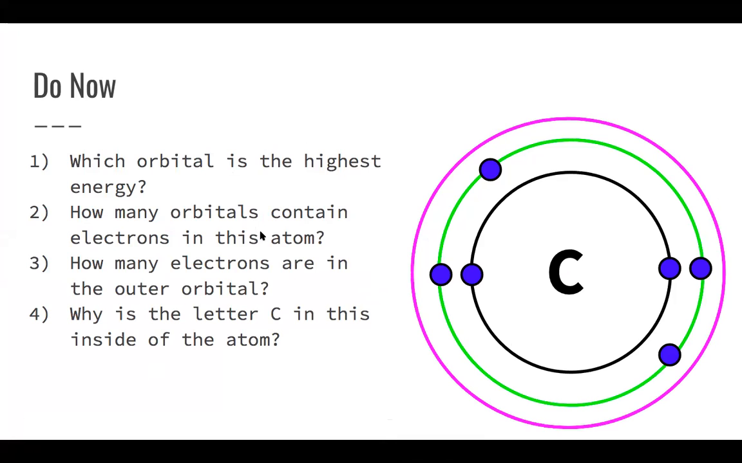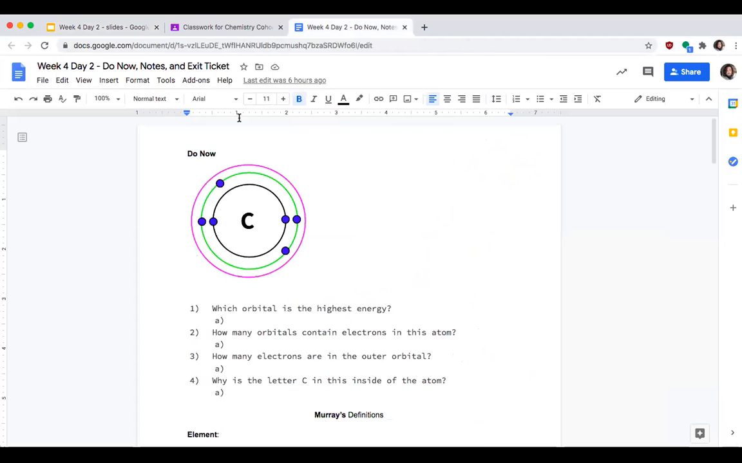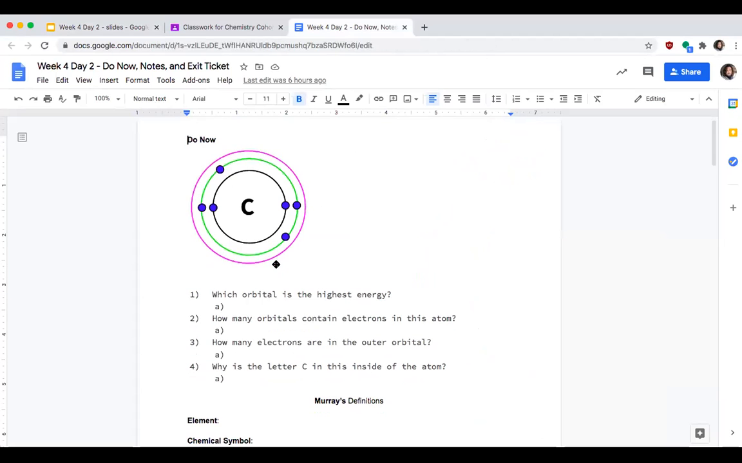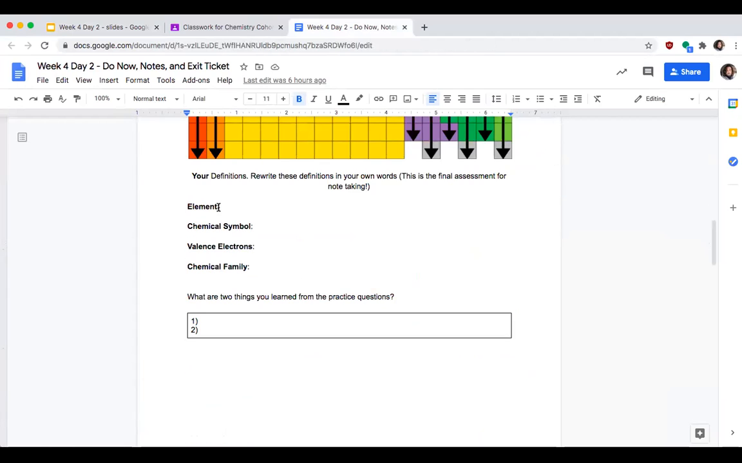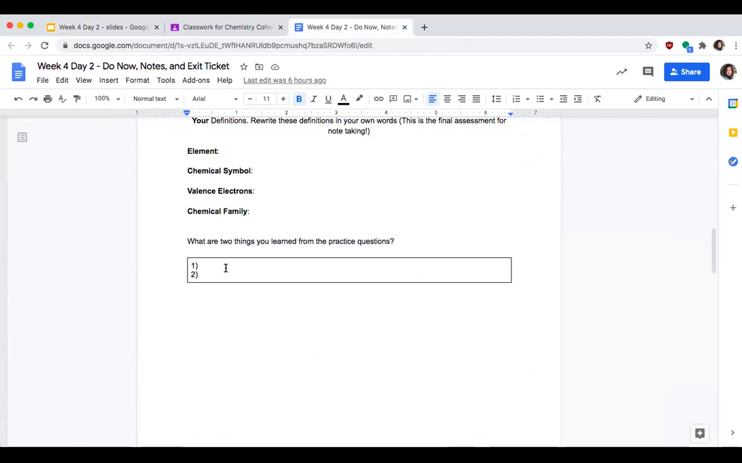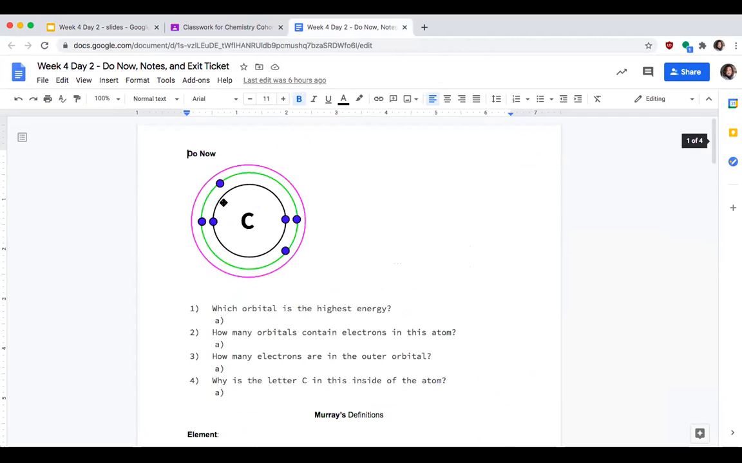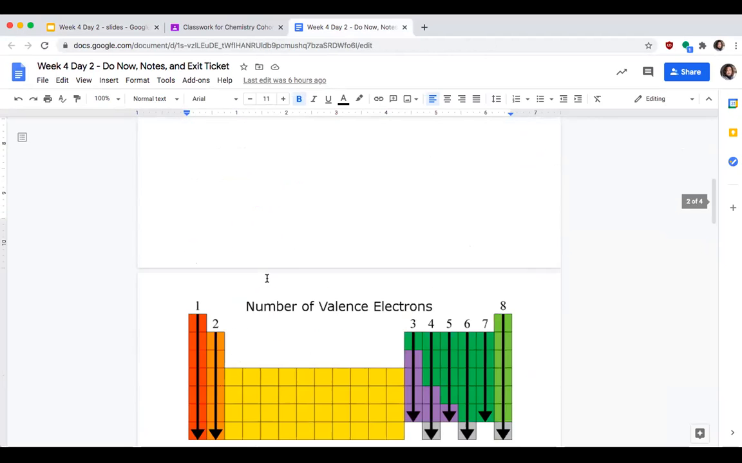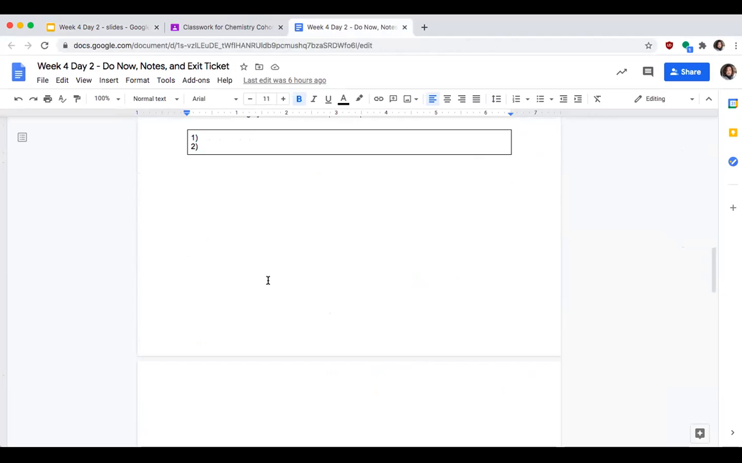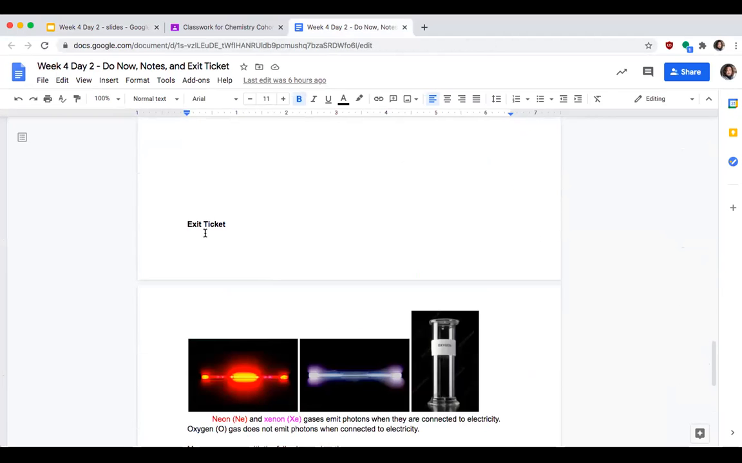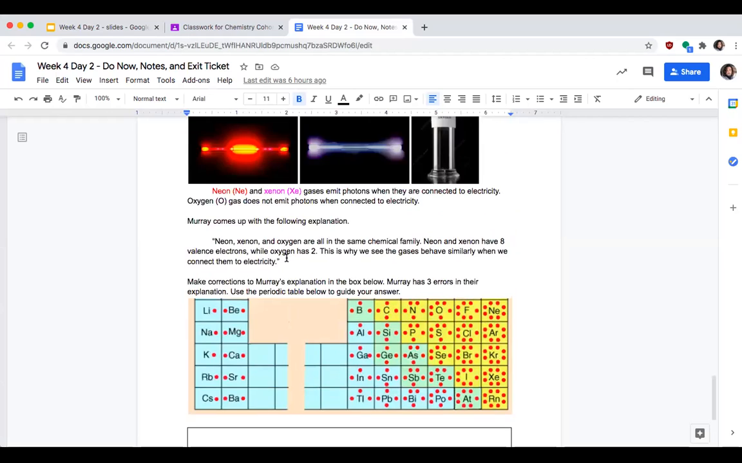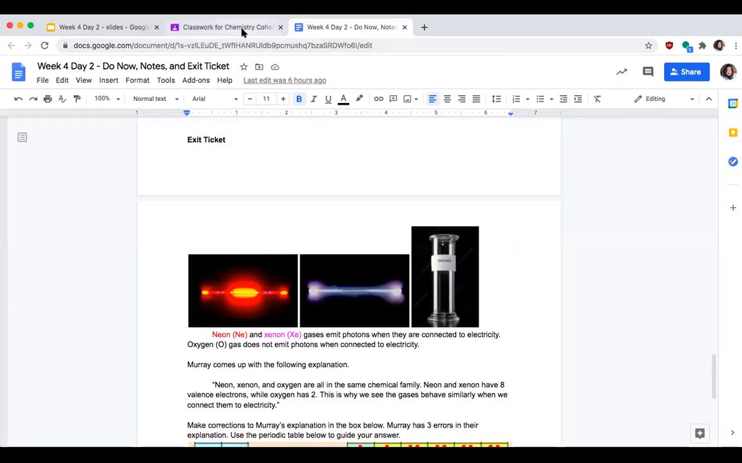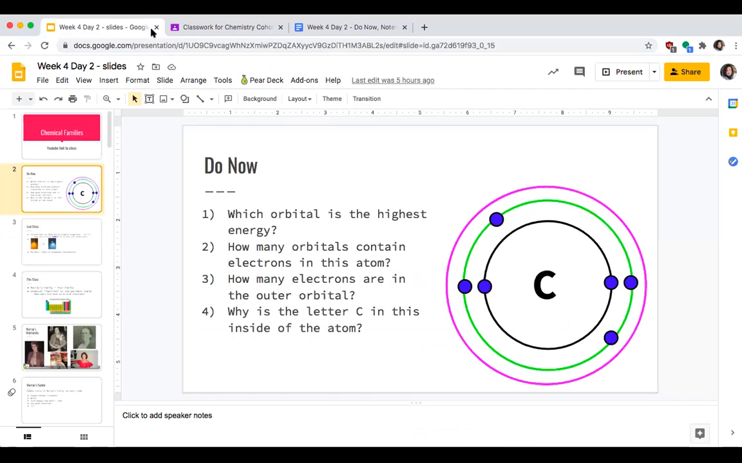Before you actually do anything, I want to remind you that this is the worksheet going for today. The do now, these definitions and your own definitions, and two things you think about the practice questions, all of this is going into the note taking learning goal. It's the final time I'm assessing it. The exit ticket at the bottom is a different learning goal. That won't be the final assessment of the 1.4 learning goal, but it will be an assessment of it.